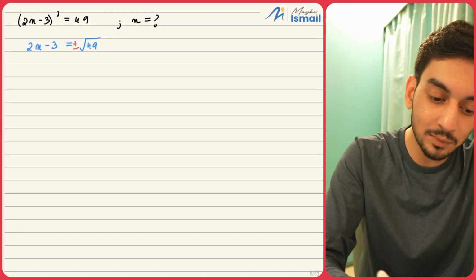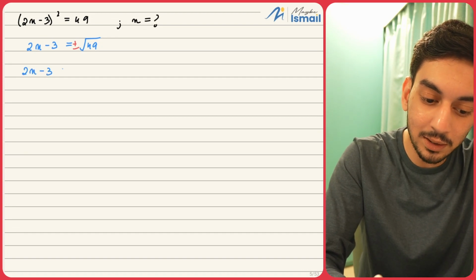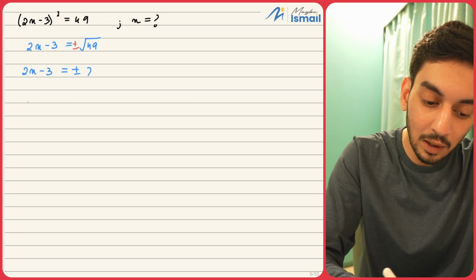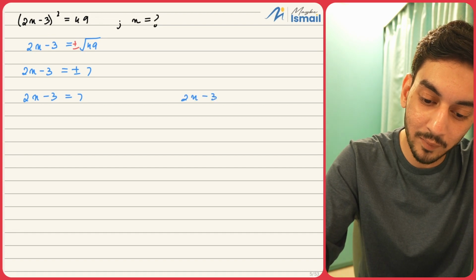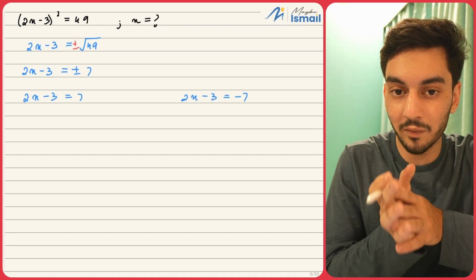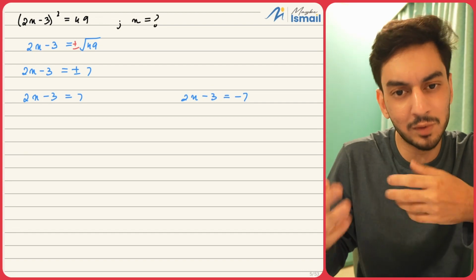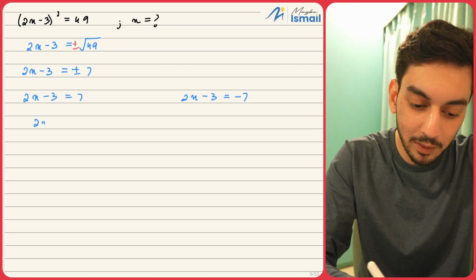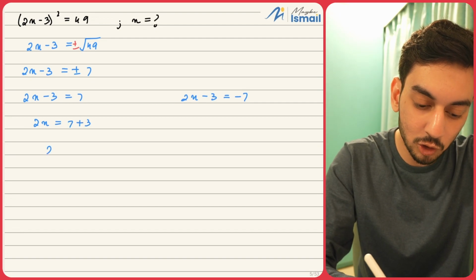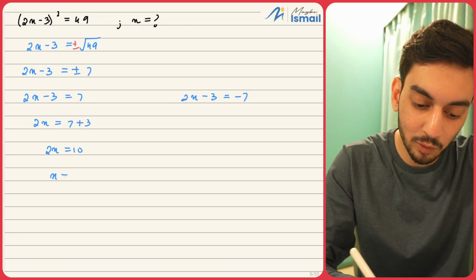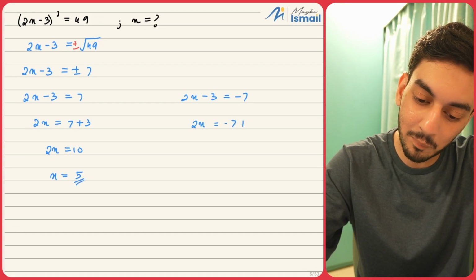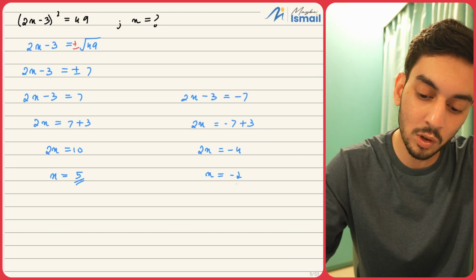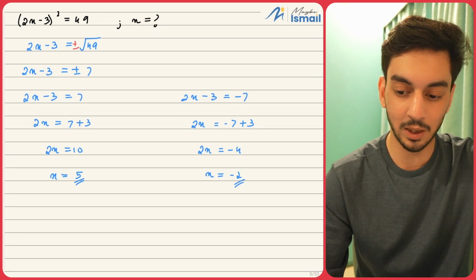From here I take two parts, so it becomes 2x minus 3 is equal to plus and minus 7. Hence the two parts would be 2x minus 3 is equal to 7, or 2x minus 3 is equal to negative 7. Now I solve these two equations separately and get two different values of x, which is also expected. So this becomes 2x is equal to 7 plus 3, 2x is equal to 10, and hence x would be equal to 5, and that is one of my answers. Over here it becomes 2x is equal to negative 7 plus 3, so 2x is equal to negative 4, and finally x is equal to negative 2. That is the second value of x. I hope that is very clear to everybody.